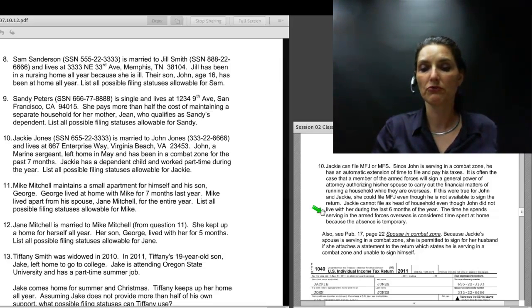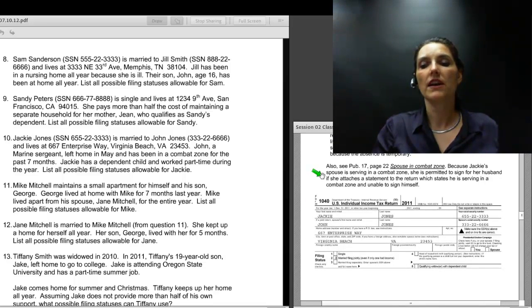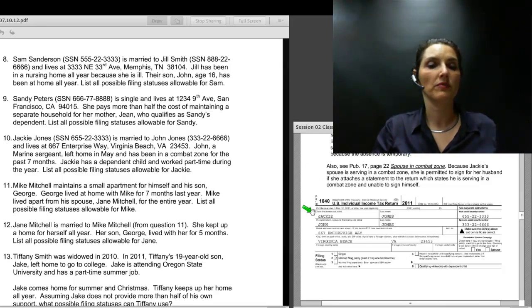His absence is temporary. You should also refer to Publication 17, page 22, and read the paragraph entitled Spouse in Combat Zone. Because Jackie's spouse is serving in a combat zone, she is permitted to sign for her husband if she attaches a statement to the return which states he is serving in a combat zone and is unable to sign for himself. Jackie will therefore enter her name, her husband's name, and check the married filing a joint return box.